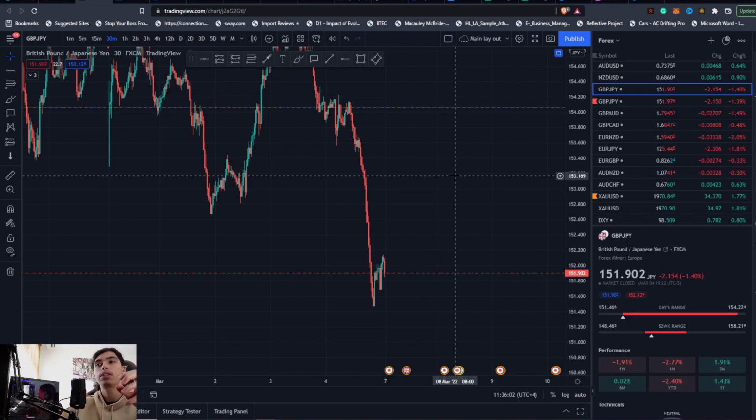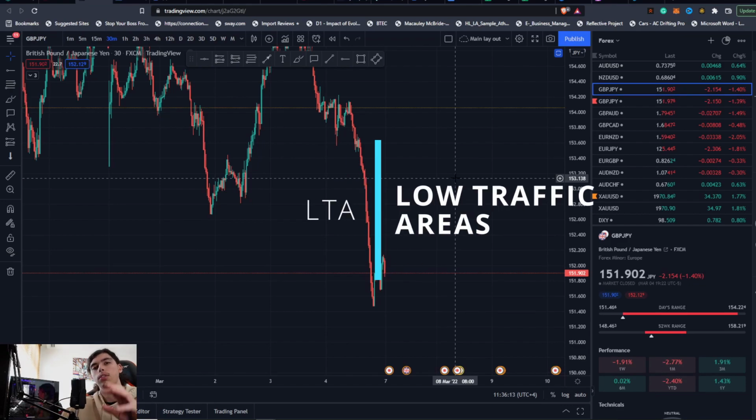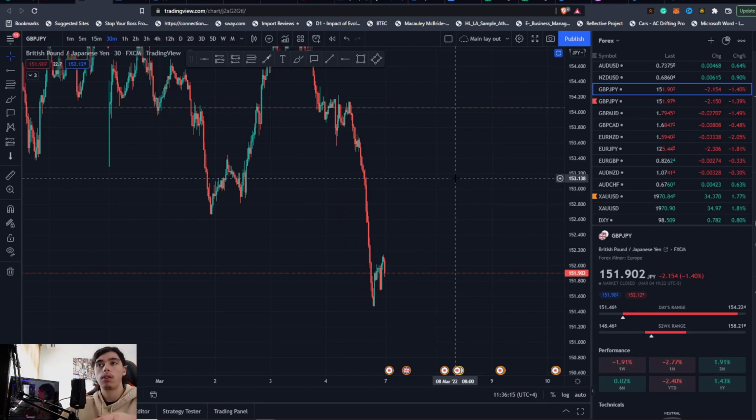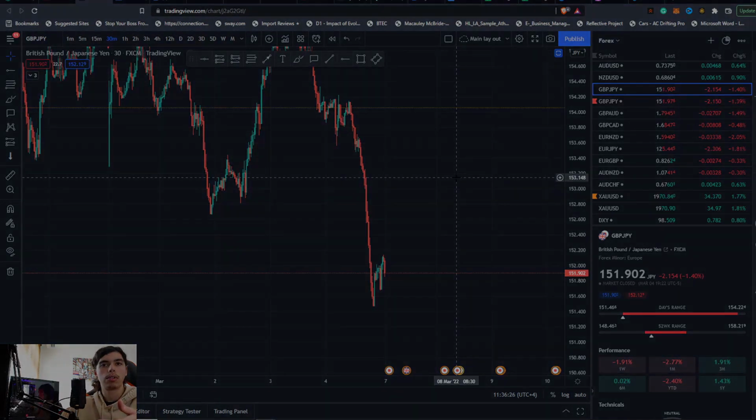You need to make sure that you are trading in the correct zone of the market and the correct time to have volume to push you. And how you find these zones is something called LTAs, and LTAs stand for low traffic areas. So in this video we're going to talk about what low traffic areas are and how we can use them in trading and to help you in your strategy to take easier trades and make sure that you get good quick moves and don't have to hold drawdown, because no one likes drawdown.